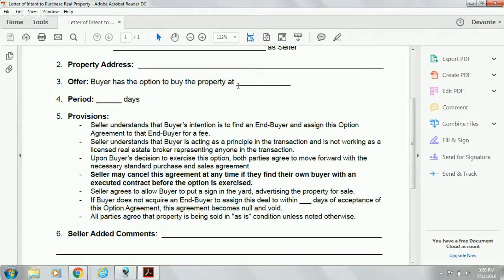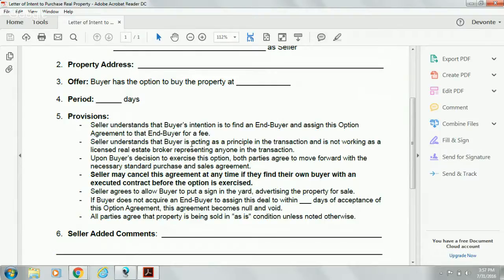So, seller understands that the buyer is acting as a principal in this transaction and is not working as a licensed real estate broker representing anyone in this transaction. So, I am not a licensed agent working under a licensed broker. We don't stand to make any commissions here at Veteran Home Realty. The only money that we do make is on top of the money that we already agreed to pay you. So, there is no commissions that I'm paying a real estate broker to get this done.